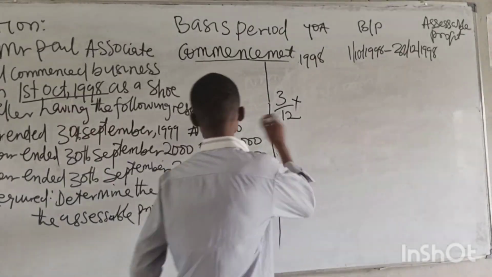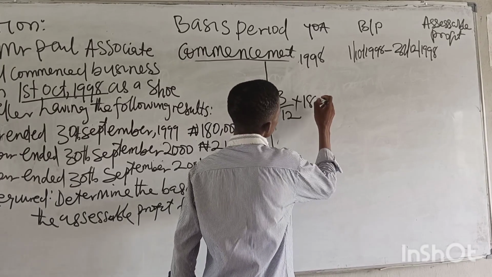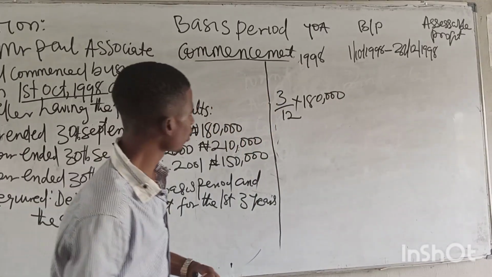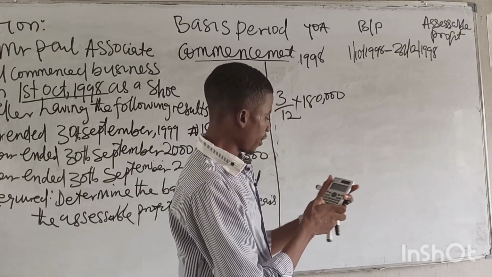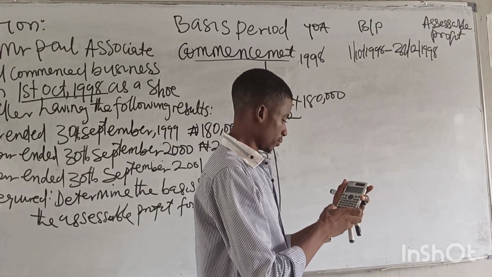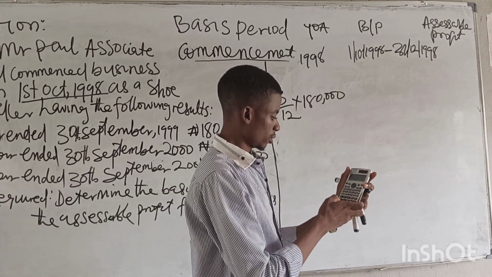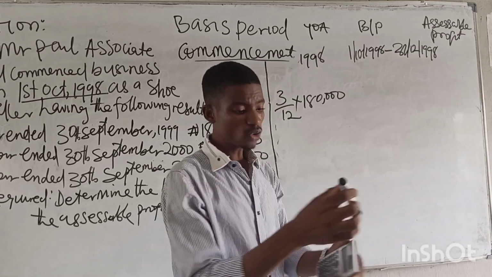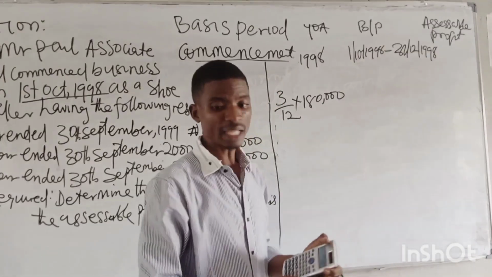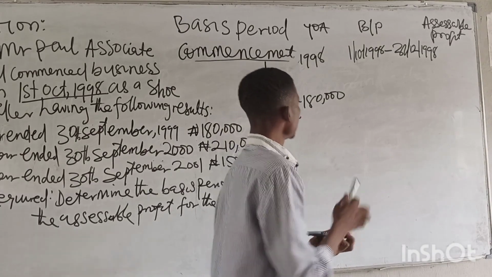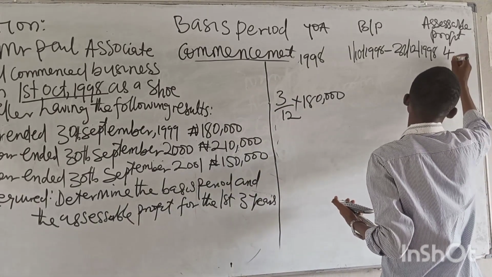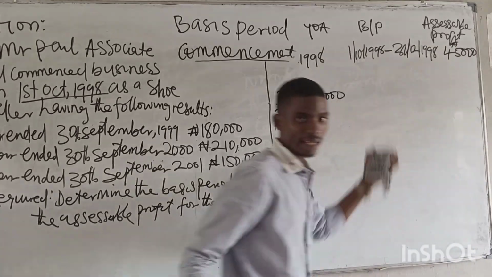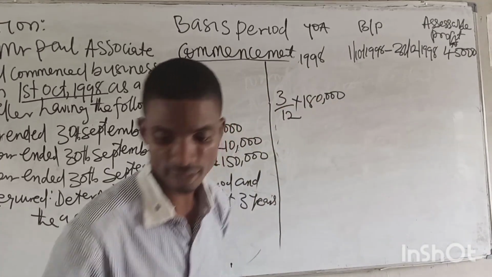So in our working, we say 3/12 times 180,000 naira. And when we use our calculator, we are going to have 45,000 naira. So the assessable profit here will be 45,000 naira. That is for the first year.